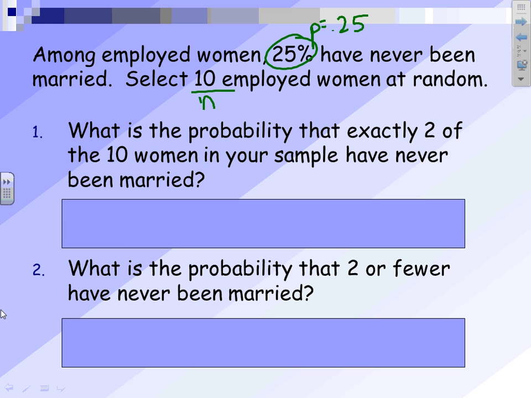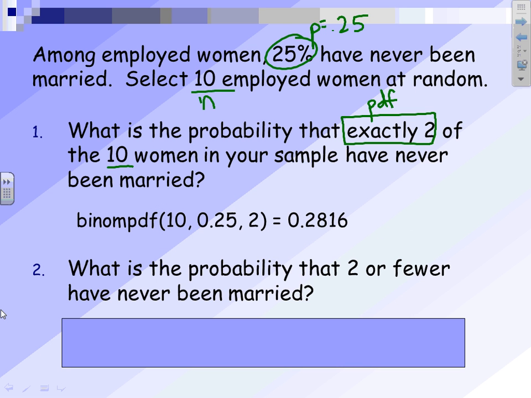It says, what's the probability that exactly 2? We can stop right there. Exactly 2. This is a PDF problem. What's the probability that exactly 2 of the 10 in your sample have never been married? Since it says exactly 2, it's a binomial PDF problem. Our N is 10, P is 0.25, and our X is 2. Binomial PDF, and we get 0.2816.